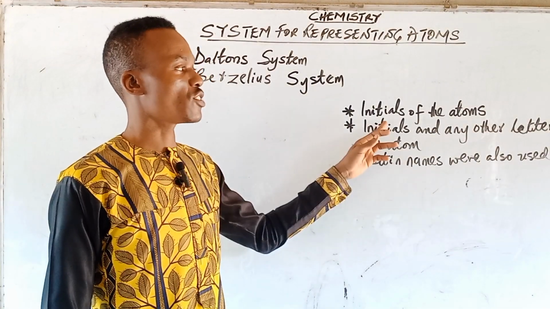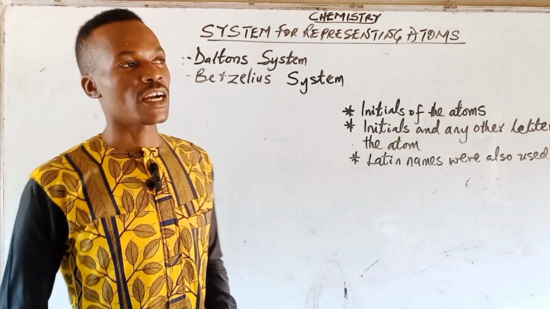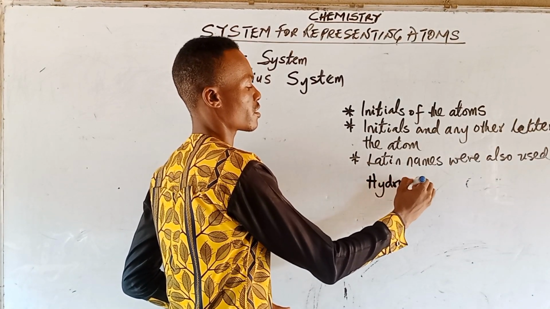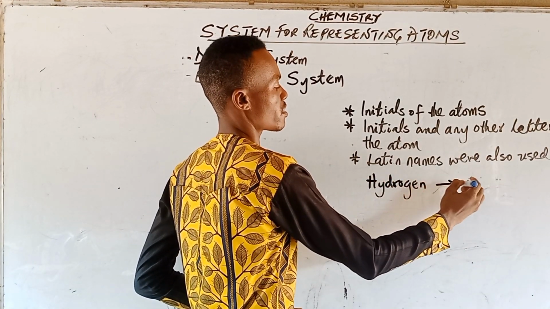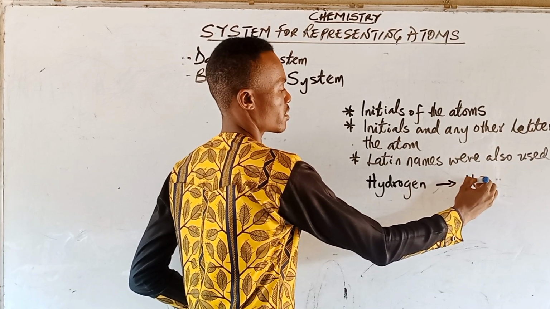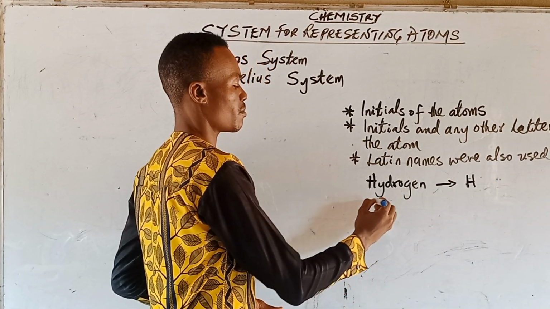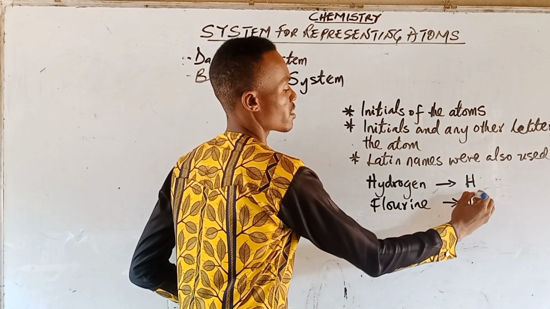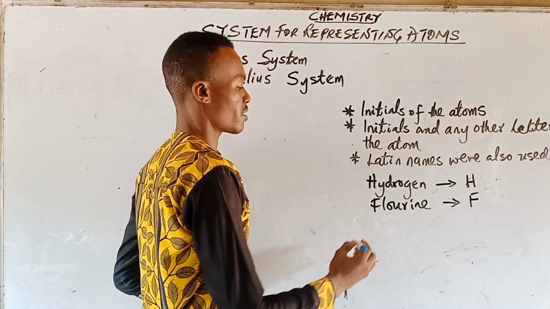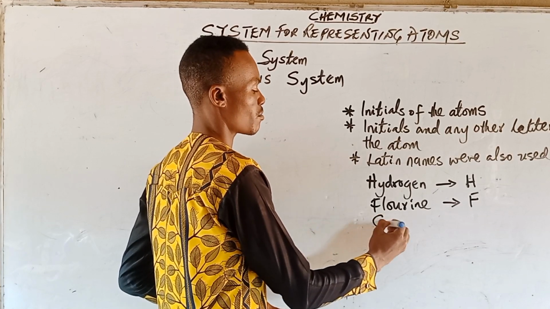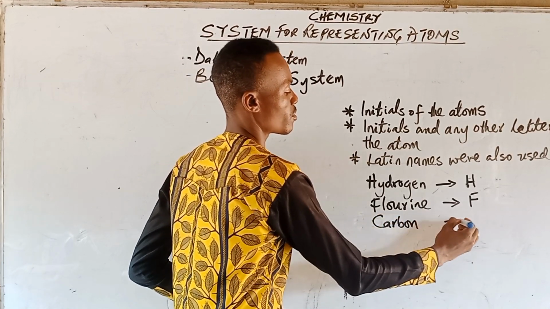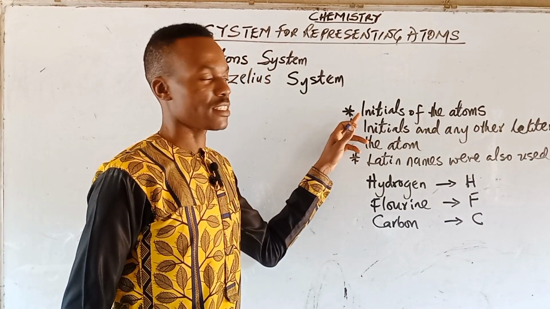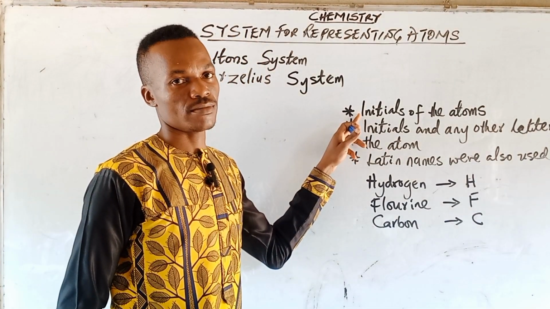The first is initials of the atoms. Elements like hydrogen has its symbol as H. Another element like fluorine has its symbol as F. Another element such as carbon has its symbol as C. This is what it means by initials of the atom.